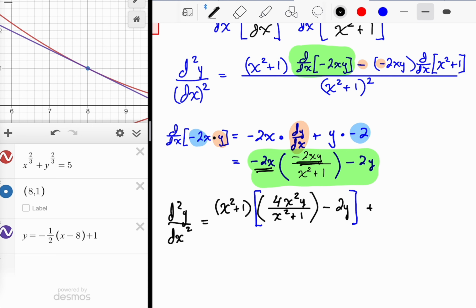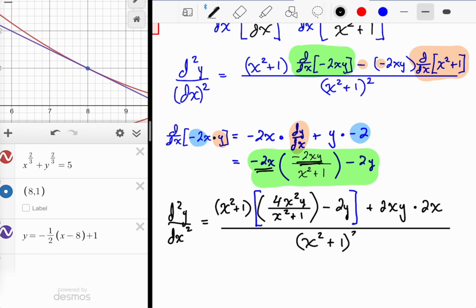So plus 2xy. And then I just need the derivative with respect to x of x squared plus 1. That's easy enough. That's just 2x. Right? So times 2x. And if you wanted to consolidate on the fly, you could do that too, but I think that's probably enough consolidating. All over x squared plus 1 squared.